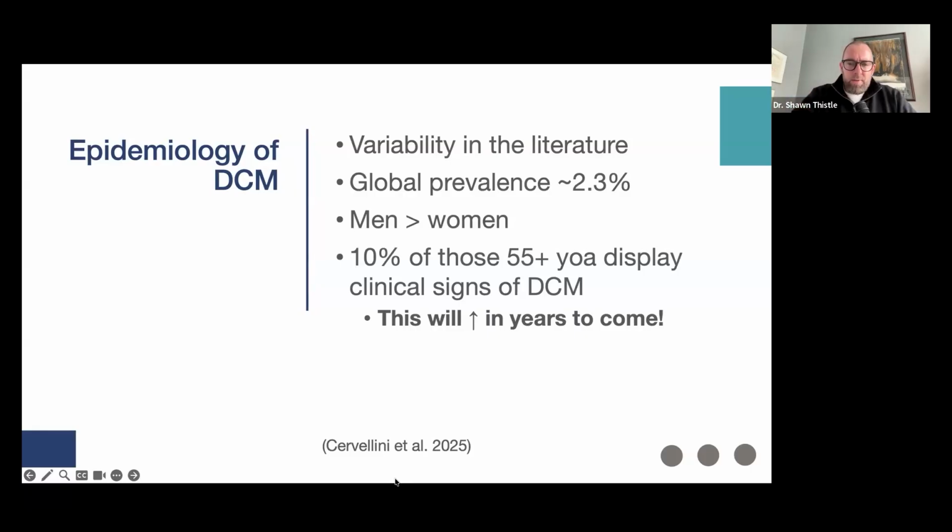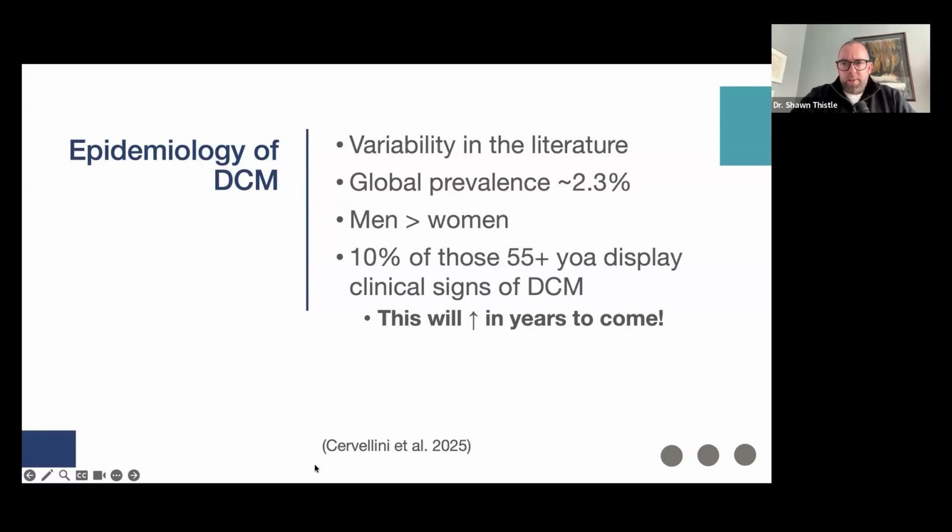We'll drill down into cervical degeneration in a moment in terms of how that affects the prognosis and the emergence of this condition. We do know, generally speaking, that it occurs in men more frequently than women. That might be a reflection of some of the risk factors for this condition that we'll cover later on. 10% of people over the age of 55 display some signs of DCM.